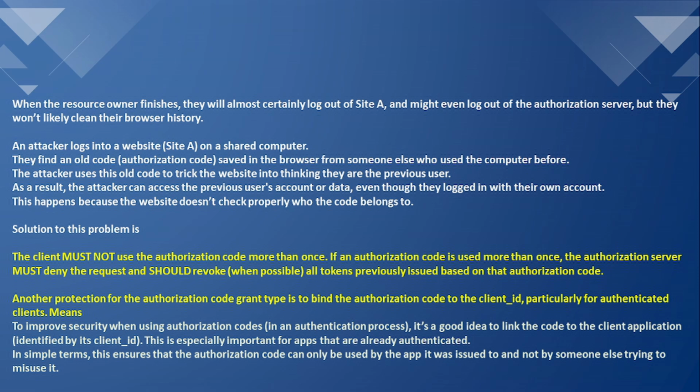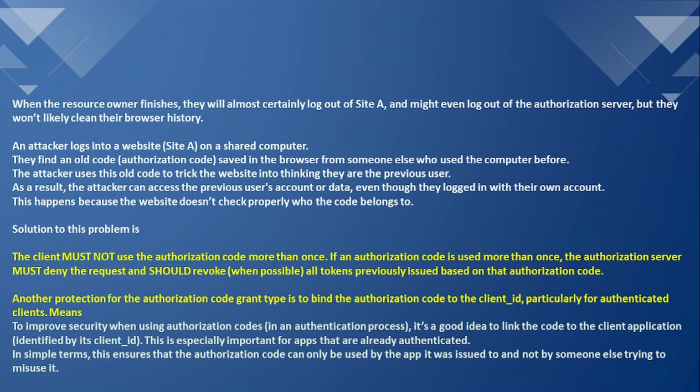Another protection for the authorization code grant type is to bind the authorization code to the client ID. So you can bind that code to the client ID, particularly for the authenticated client. What is the meaning of this line? To improve security when using authorization codes, it's a good idea to link the code to the client application, that is, the client ID. This is especially important for apps that are already authenticated.